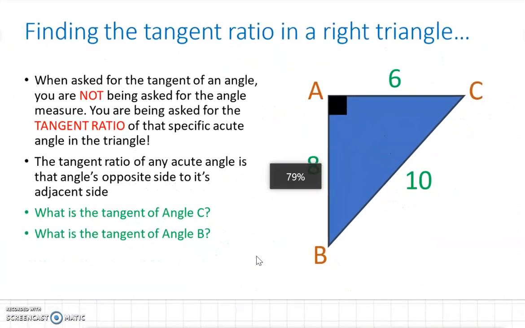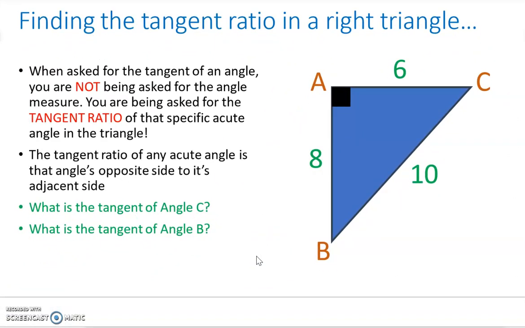Finding the tangent ratio in a right triangle. So this is important. Let's look at the first bullet point. When asked for the tangent of an angle, you are not being asked for the angle measure. You are being asked for the tangent ratio of that specific acute angle. Make sure this information is being written down.